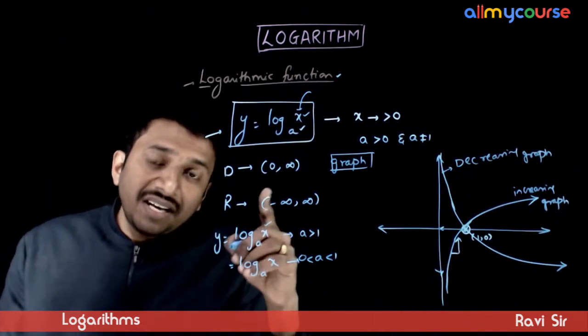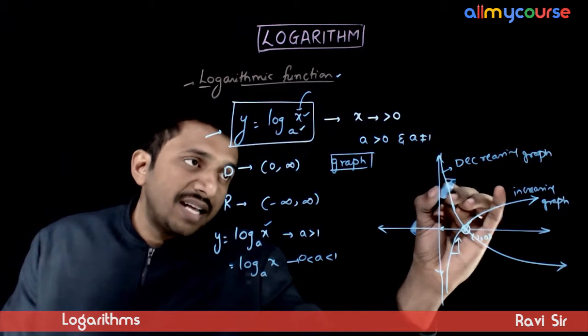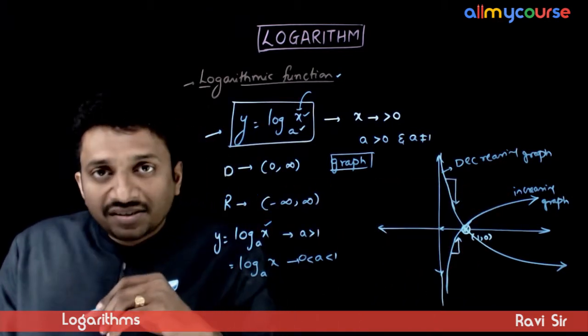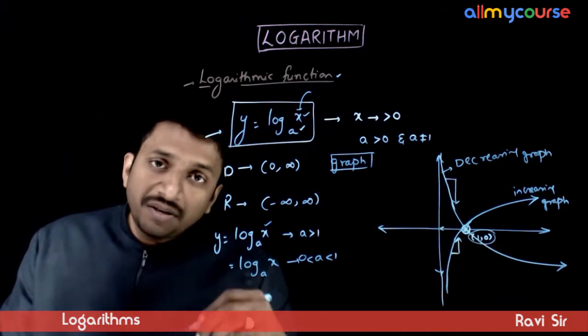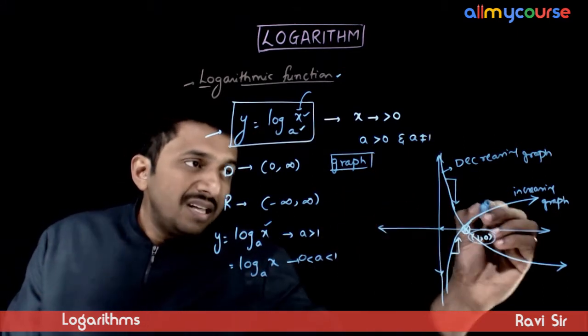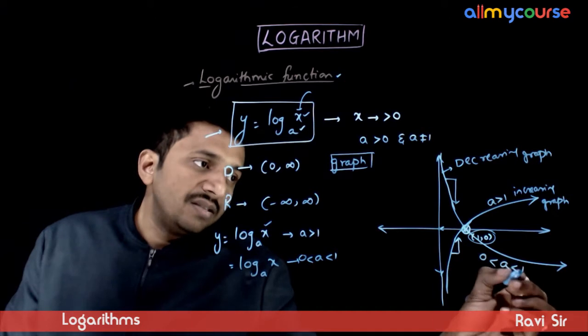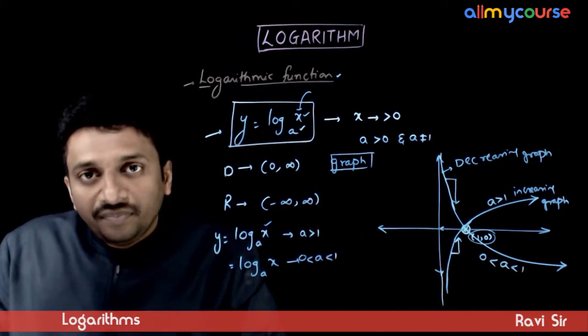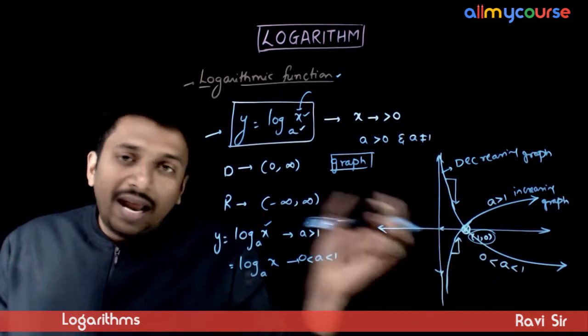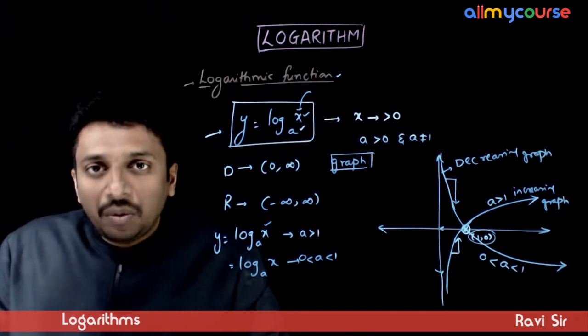That is, as x increases, the value of y decreases. But this also passes through 1, 0. This is a decreasing function. This is when a is greater than 1. This is when a is in between 0 and 1. So a greater than 1 and a is in between 0 and 1.